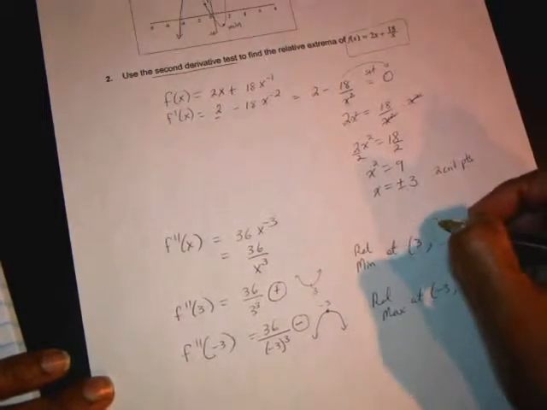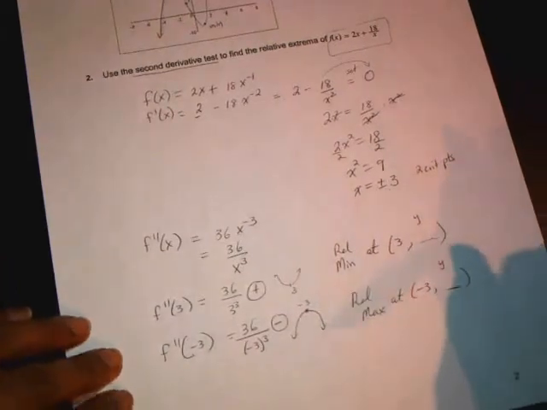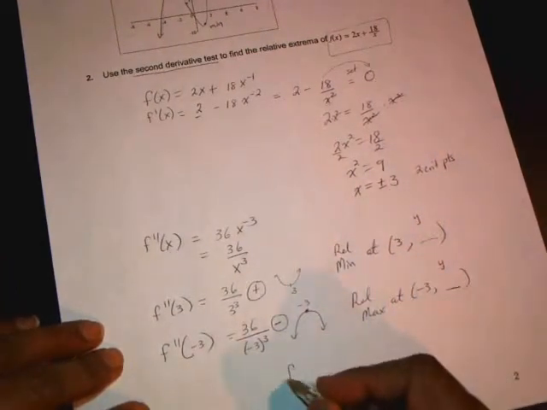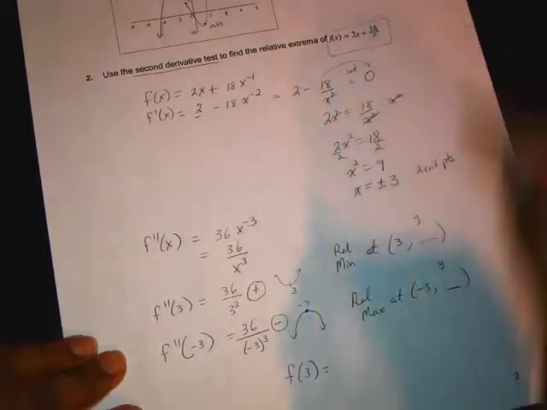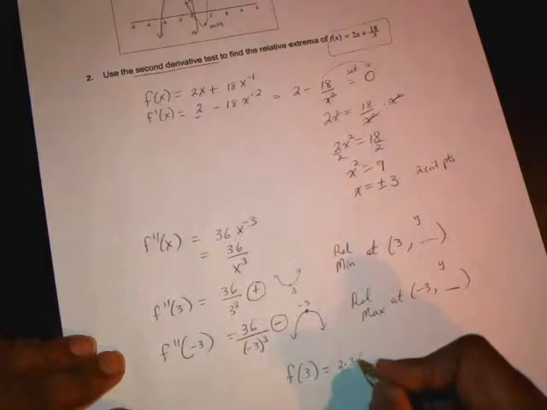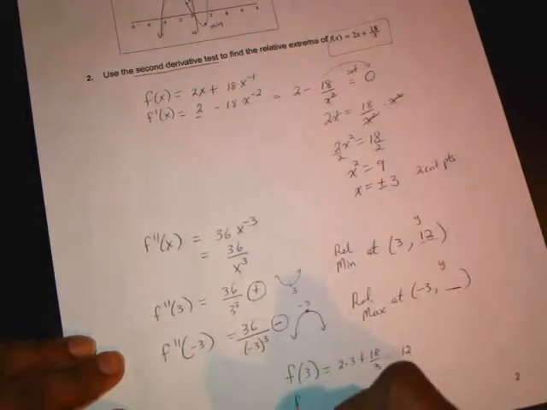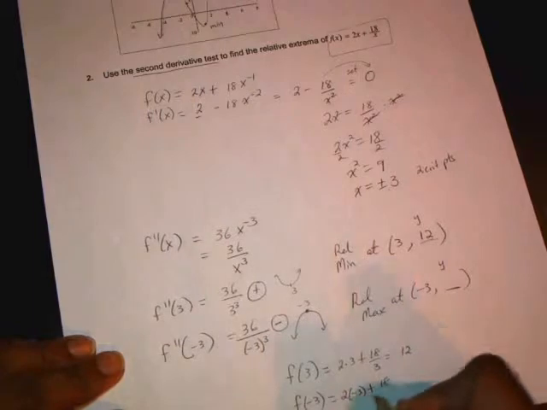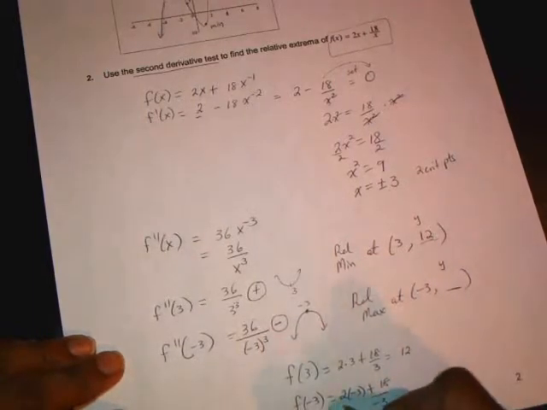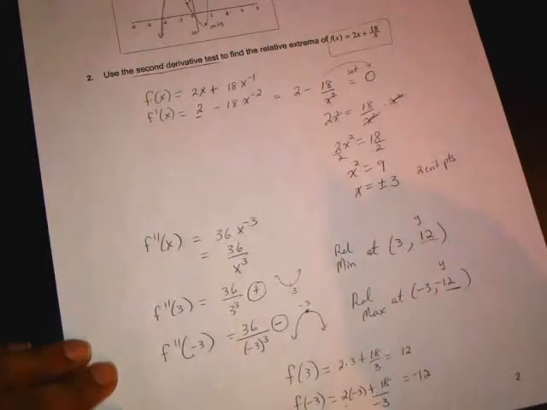To find the y value, this is something we've seen quite a bit recently. We go to the original function. So we need to find f at 3. F is up here. So it's 2 times 3 plus 18 over 3, which is 6 plus 6, which is 12. F at negative 3, 2 times negative 3 plus 18 over negative 3, it's negative 6 minus 6, negative 12. So there's your relative max.